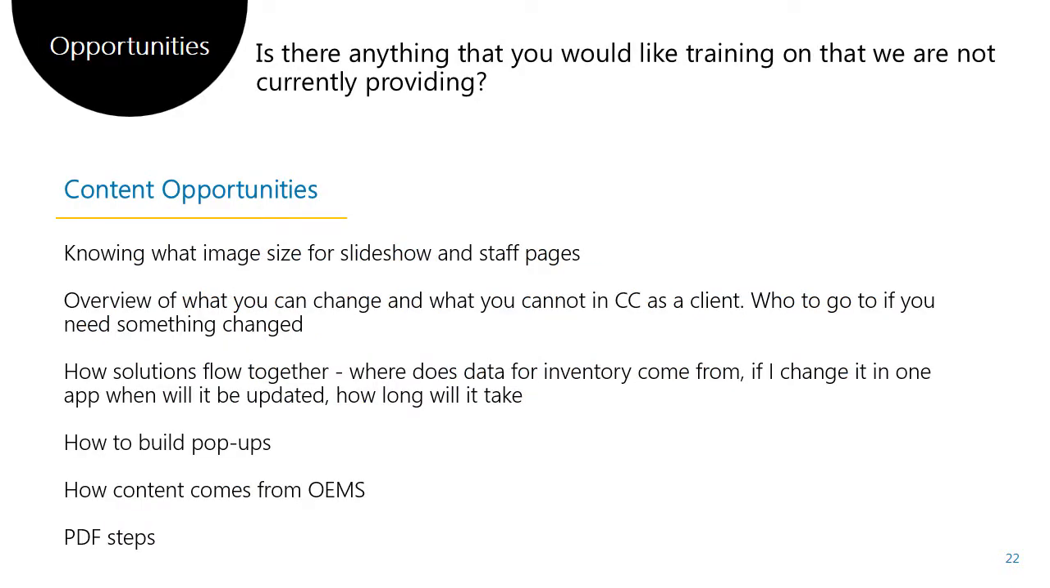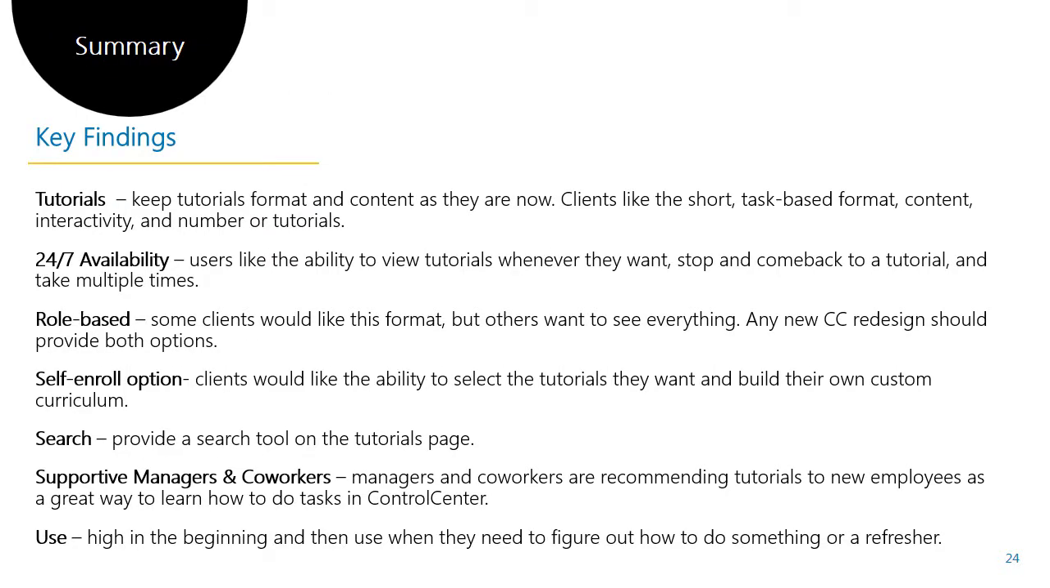They also provided us with a list of content opportunities for training, such as knowing what image size for slideshows and staff pages, overview of what you can change in Control Center and what you cannot, or who to go to if you need something changed, how solutions flow together, how to build pop-ups, how content comes from OEMs, and PDF steps. In summary, we had several key findings.